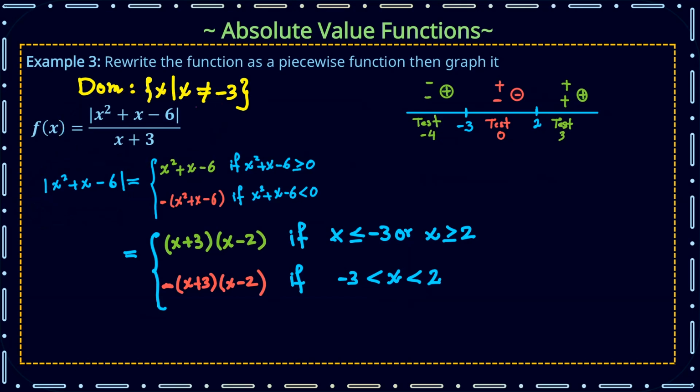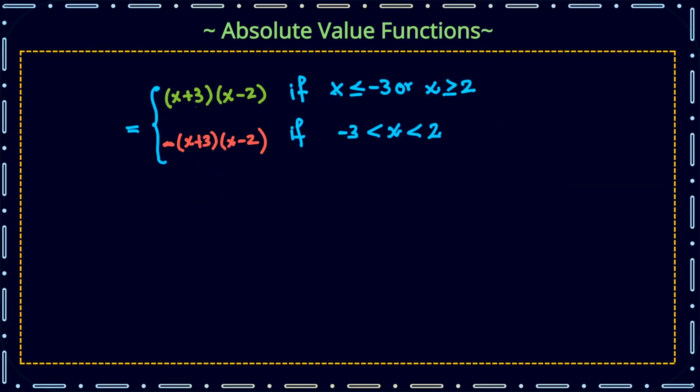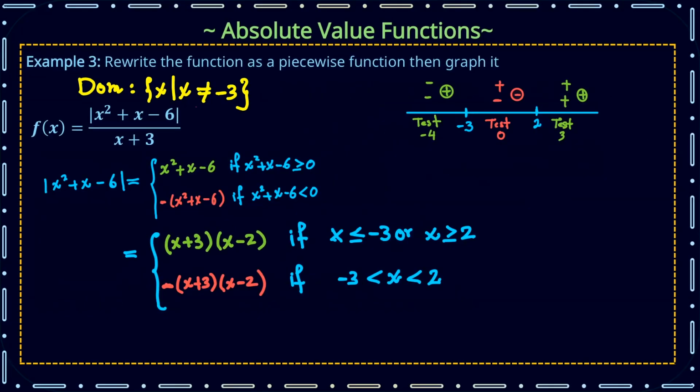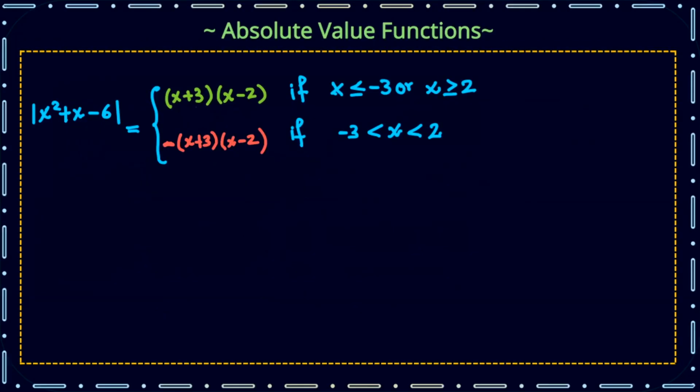Now, we are going to take these expressions and divide them by x plus 3. Alright, this is the piecewise form of our absolute value expression, the absolute value of x squared plus x minus 6. Our function here is this absolute value divided by x plus 3. So we'll divide the pieces by x plus 3.